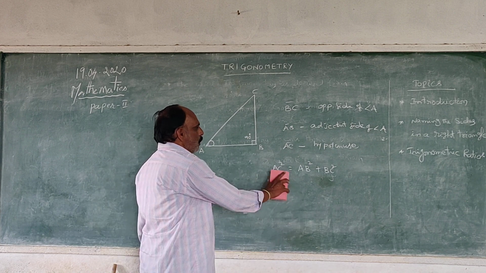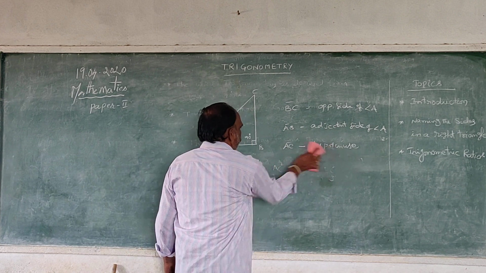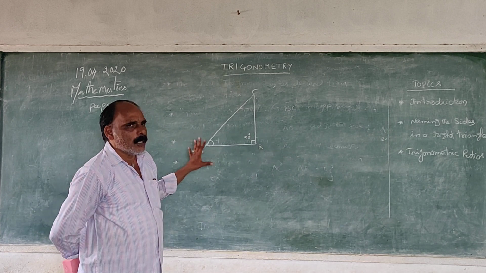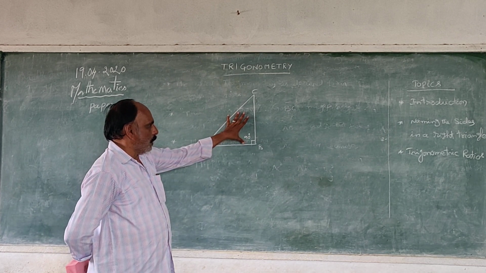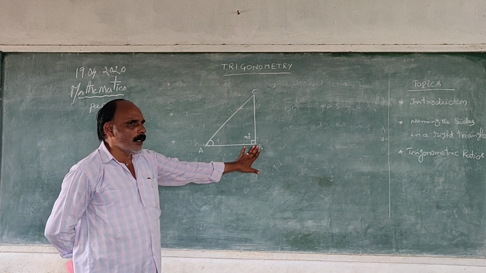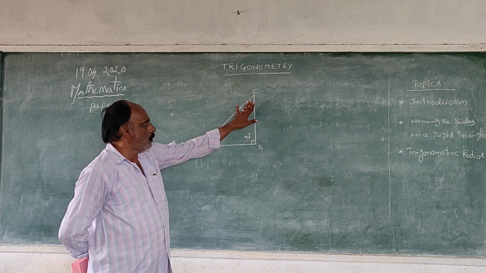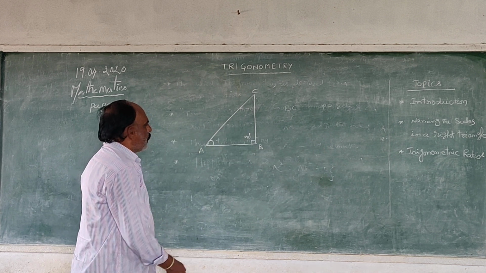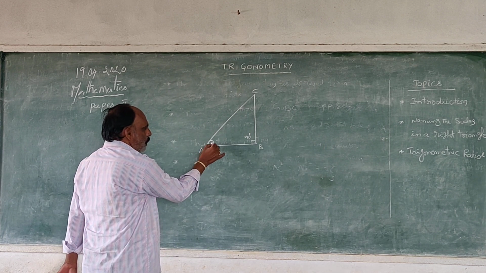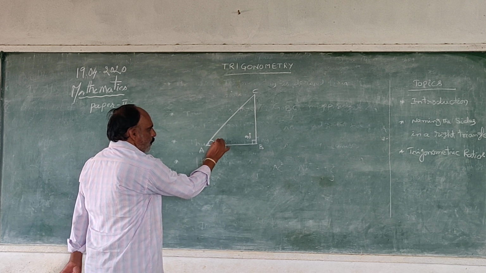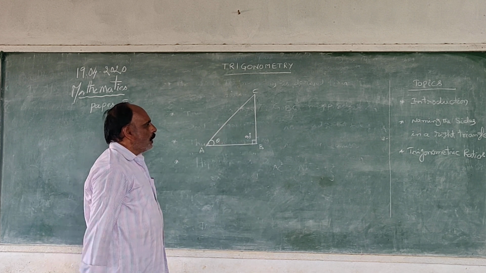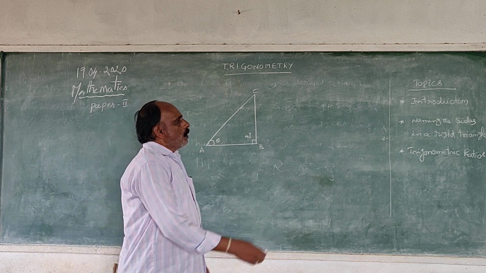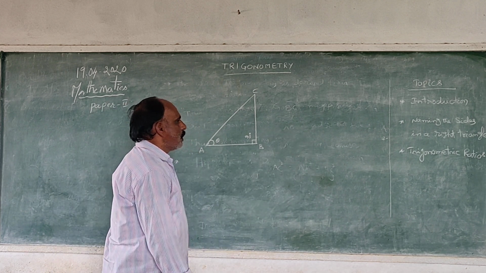And next one, trigonometric ratios. Most important topic, trigonometric ratios. In a right angle triangle, angle B is 90 degrees, and the remaining two angles are acute. Take one of the angles, A, denoted by theta. In the trigonometry chapter, an angle is denoted by theta. Then there are 6 types of trigonometric ratios.